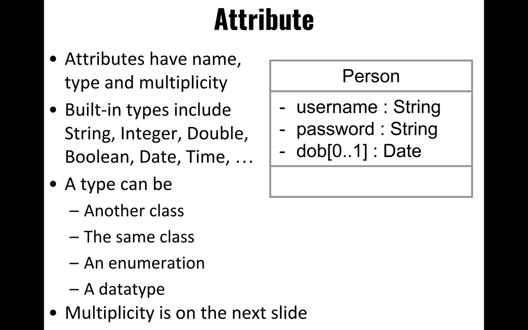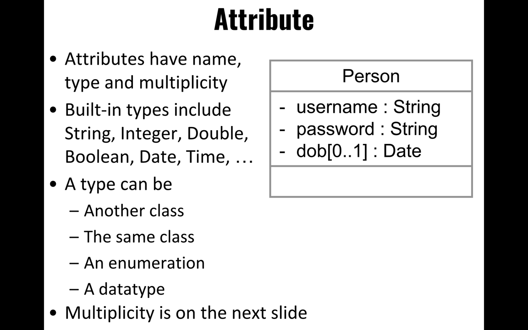Now, the attributes. Typically, they're understood to be single valued by default, but you can also have multiplicity in some of the attributes. This one is a date of birth, for instance, that could either exist or not. So this is an optional date of birth. Or for instance, if you have multiple phone numbers, perhaps you could have an array of phone numbers listed here. So here you can specify the multiplicity of attributes, but typically they're singular. So one password, an optional date of birth.